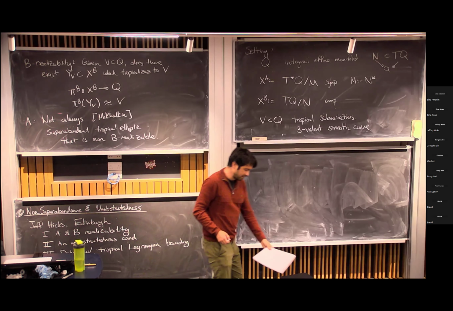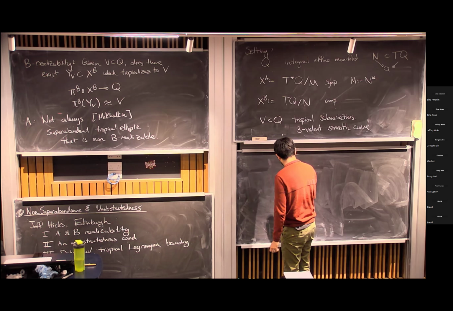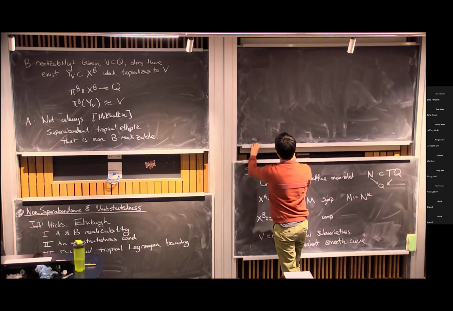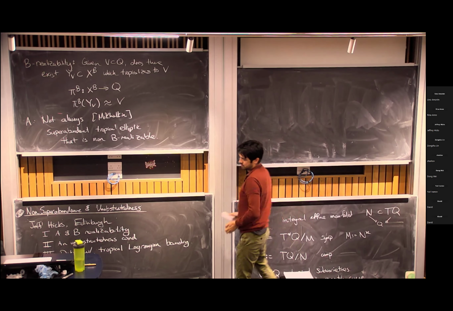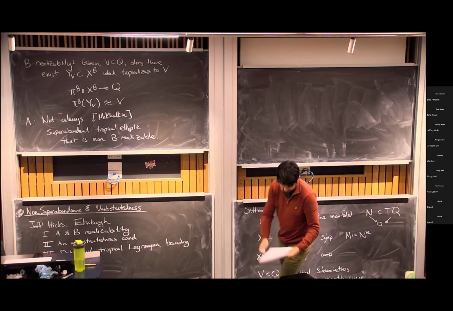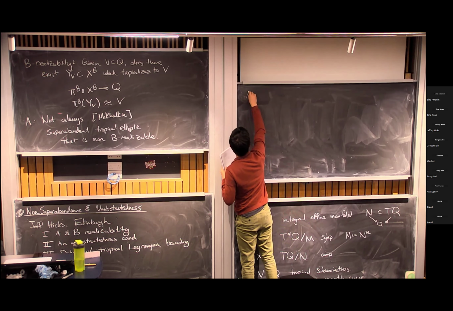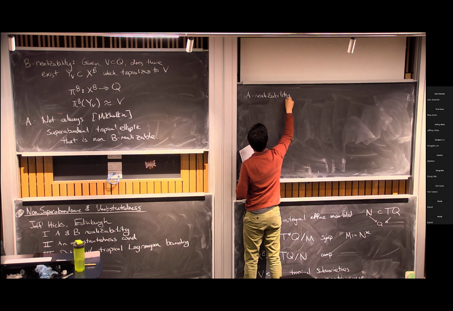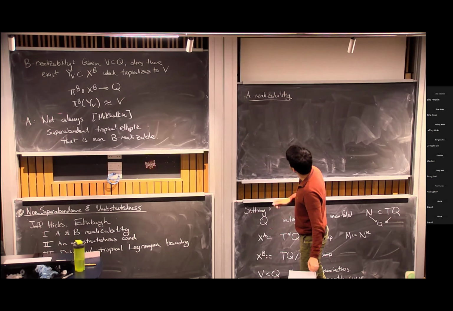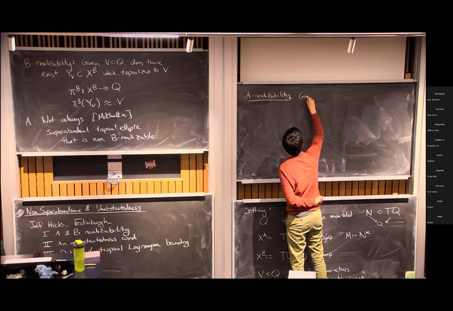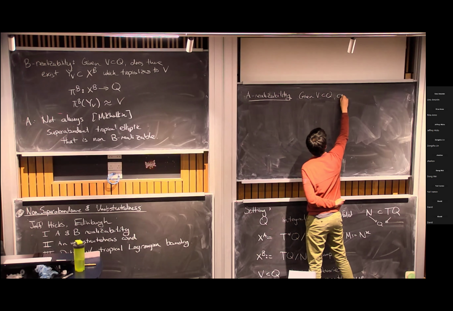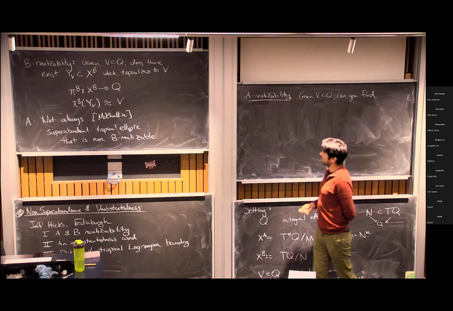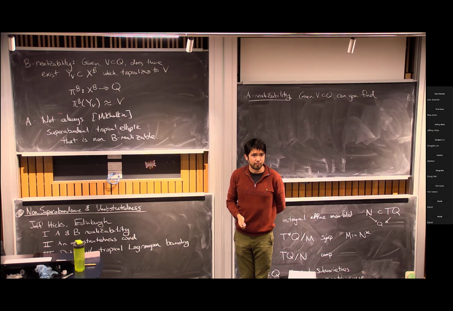Now let me give a definition of what happens on the A side. So you could similarly ask if you could do this problem in geometry, where it becomes the following. So for A realizability, the question is, same starting point, given V subset Q, can you find, and now instead of looking for some complex subvariety, I'm going to instead look for a Lagrangian submanifold.